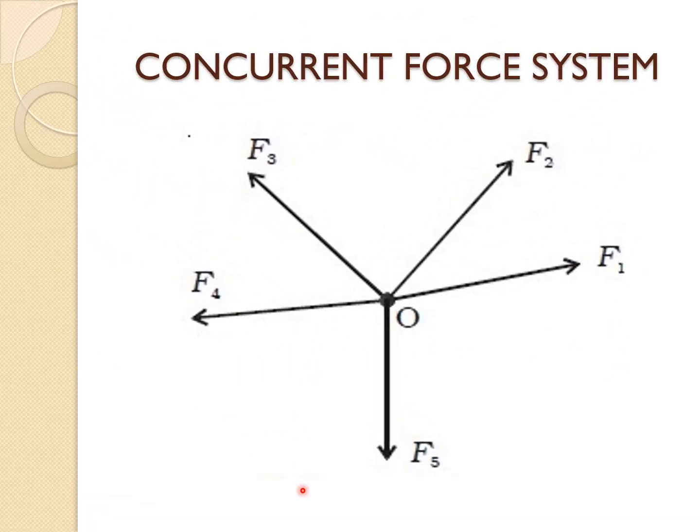Another kind of force system is called a concurrent force system. In this kind of force system, the lines of action of the forces acting are different, and all the forces act at a single point, either towards the point or away from the point.